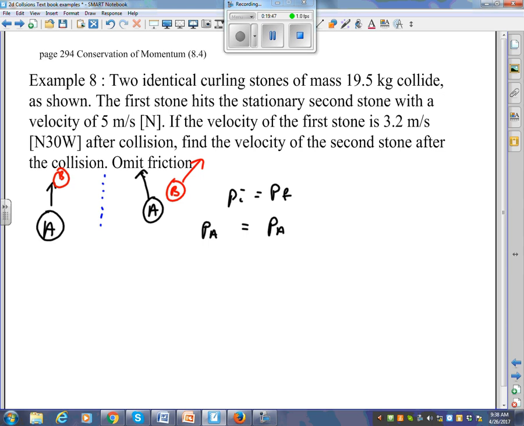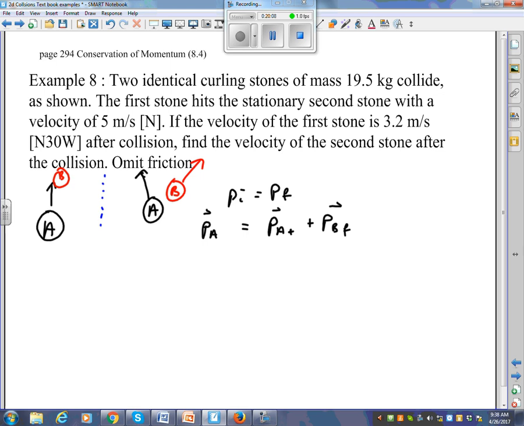Okay, so this is going to be PAF plus PBF. And these, by the way, are all vectors. And on purpose, I'm going to put the vector symbol over top. I've kind of ignored that for a while, just to make things simpler, but I want to leave it in there for this one.